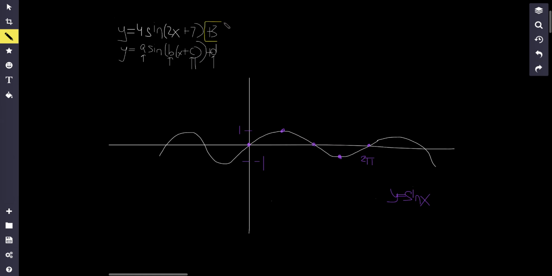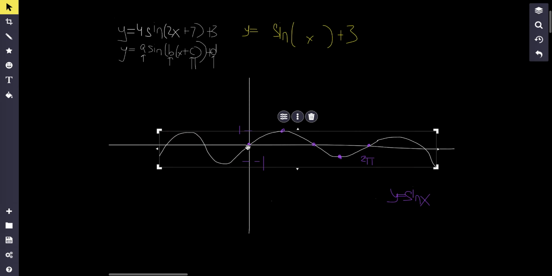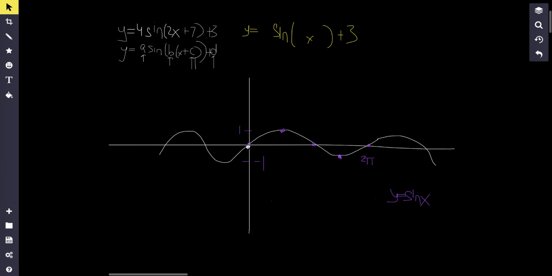Let me deal with this plus 3 first. Imagine we have the function y equals sine of x plus 3. What this is going to do is take your sine function and move it up by 3 units. So that's exactly what I'm going to do.